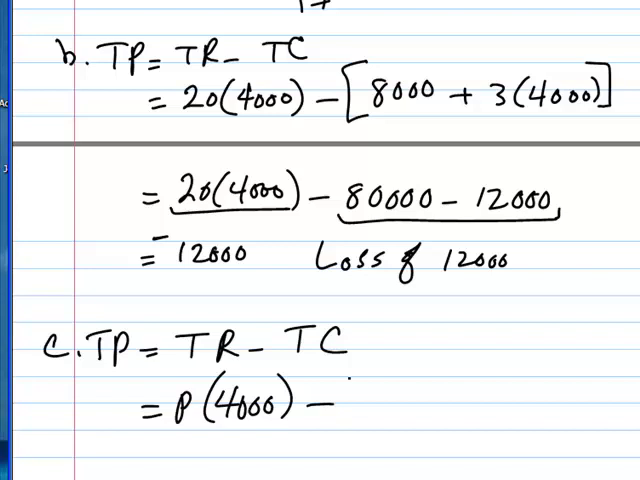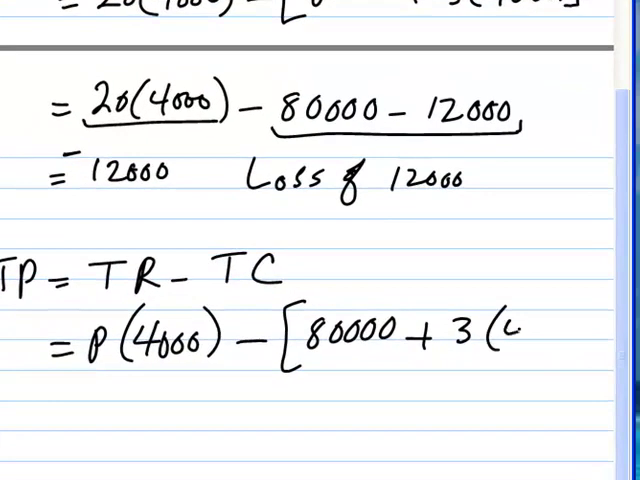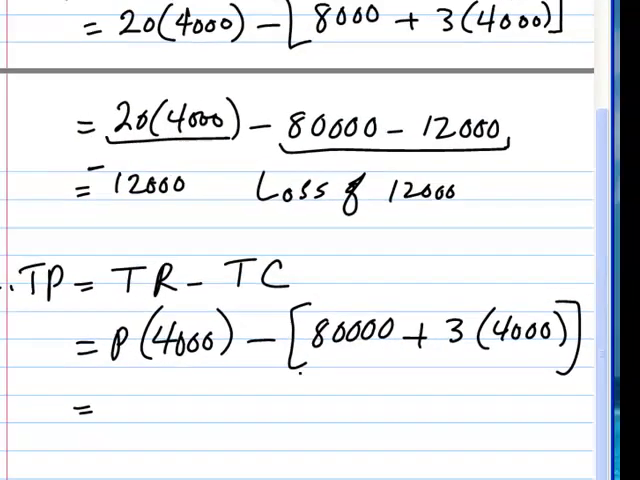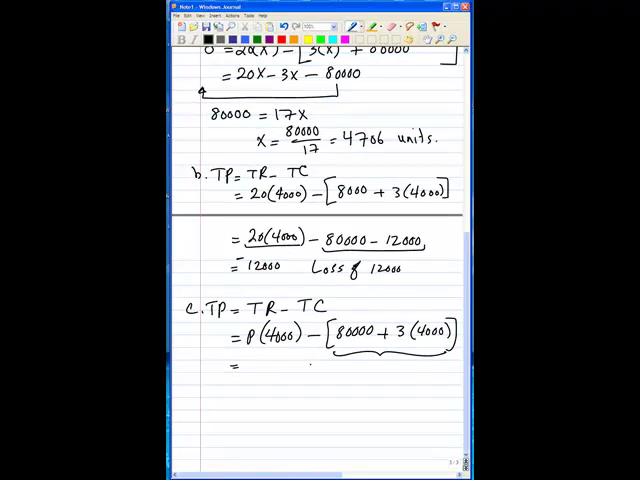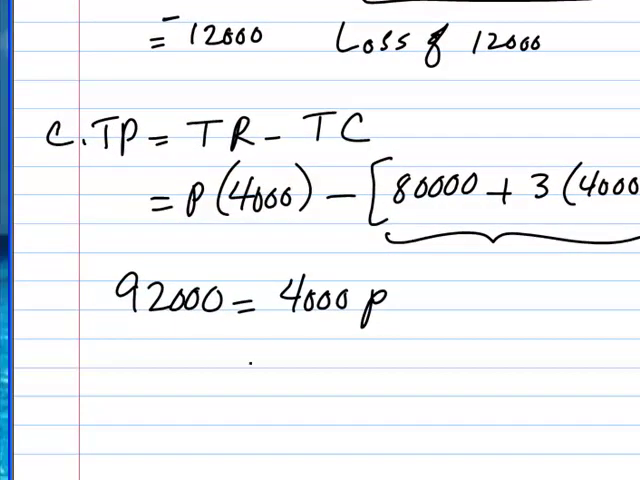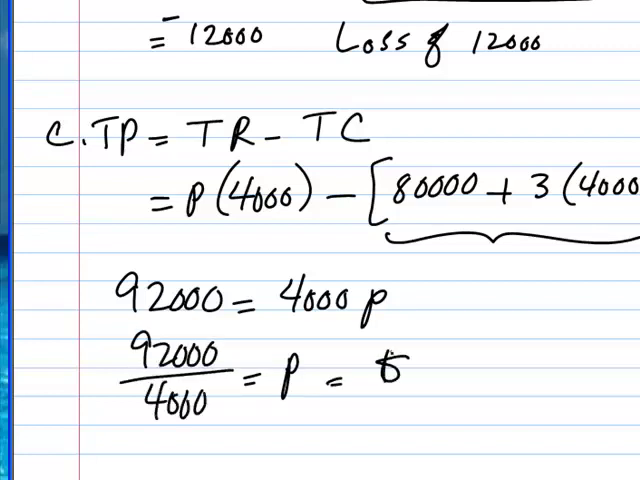So P is what we're looking for, minus total cost, which is 80,000 plus $3 variable cost times 4,000 copies sold. If we take this quantity to the other side, the sign changes, and we end up with 92,000 equals 4,000 P. So P is 92,000 divided by 4,000, and that gives us $23 per book as the selling price that will make us break even.